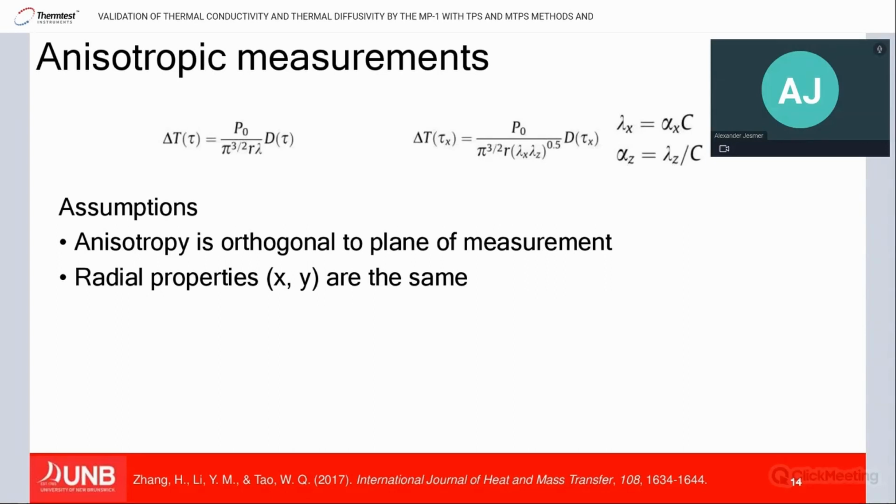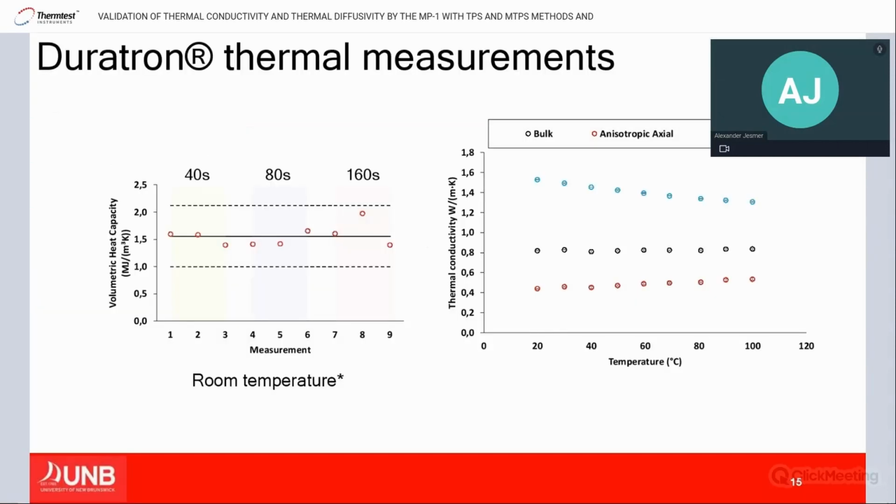So because we need the volumetric heat capacity to have only two unknowns in this system of equations, for a Duratron, we first measure the heat capacity of the material, also with the MP-1. And when you're measuring the heat capacity, it can change with time if you use too long of a test time.